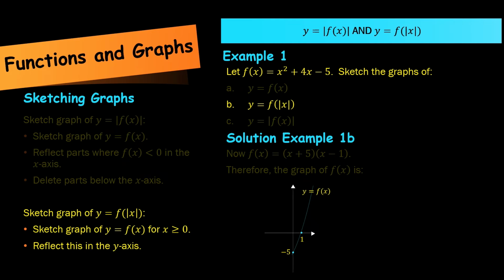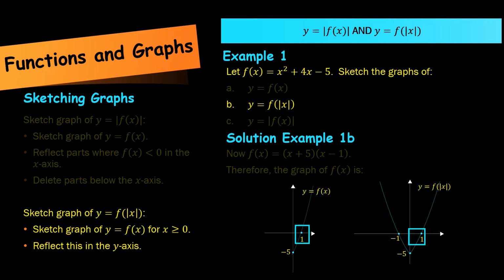Now let's have a go at solving part B. We are required to sketch y equals f of mod x. Again, we are required to begin with a sketch of y equals f of x, but only for the region for x greater than or equal to 0, as shown here. We then reflect this in the y-axis, as shown in the graph on the right-hand side.